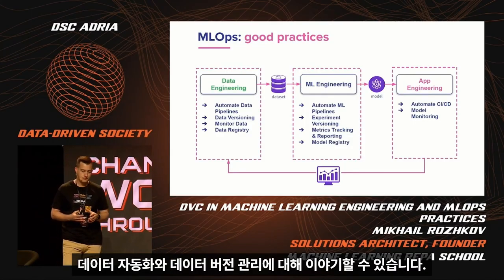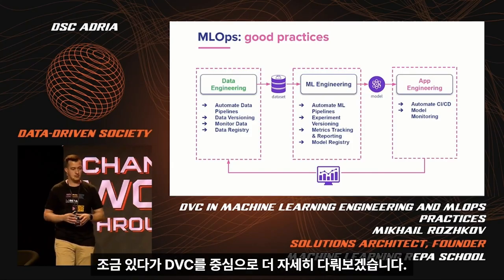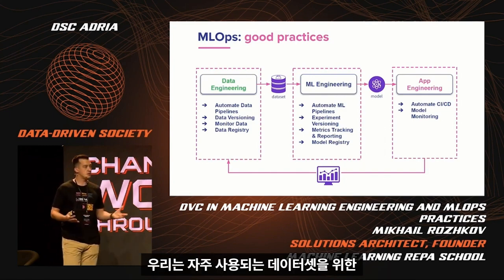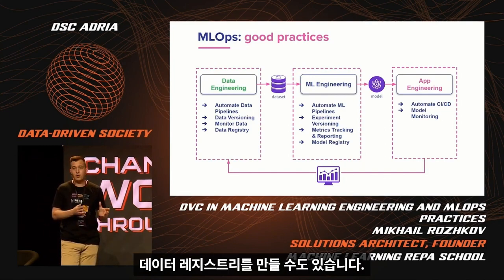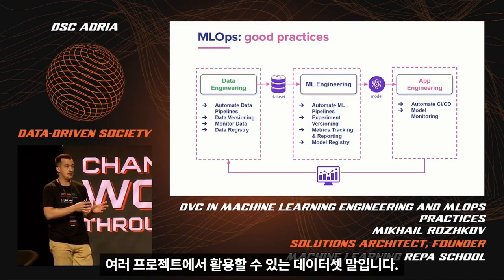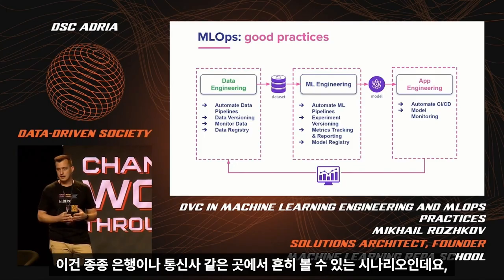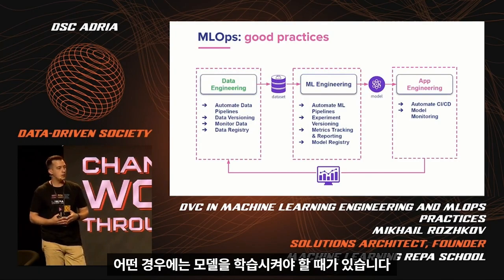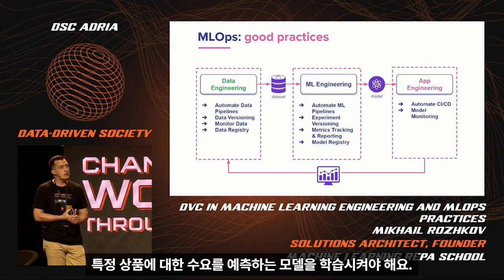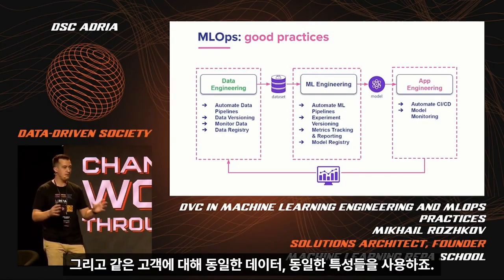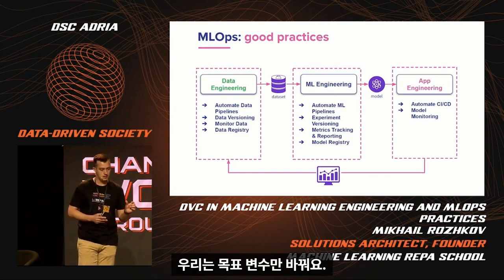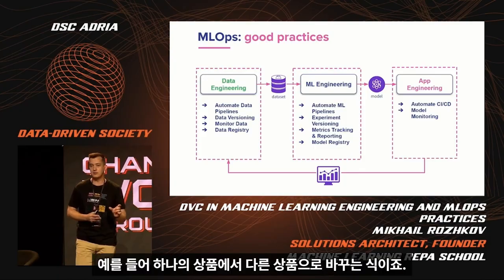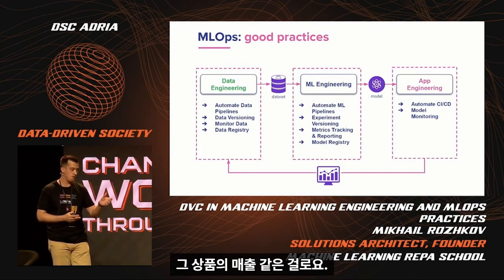For data engineering, we can talk about data automation and data versioning, and data versioning we'll discuss a bit later in the context of DVC. We can create data registries for commonly used, reusable datasets for different projects. It's a very common scenario for banking and telecoms, when we need to train a model that predicts demand for a specific product, and we use the same data, the same features for the same customers. We only change our target variable, from one product to another, like sales for that product.